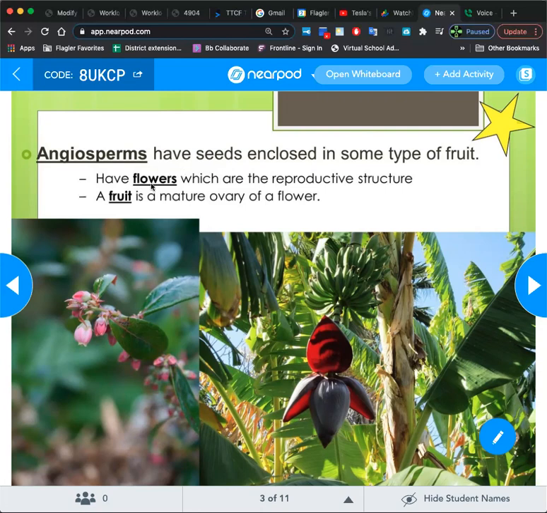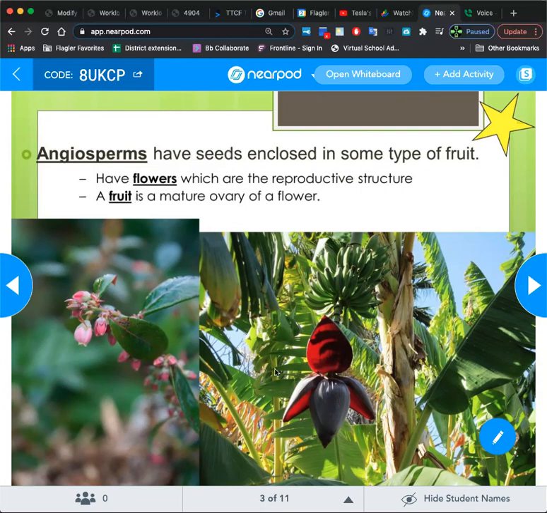So the whole point of flowers is reproduction. That's it. If you get any sort of question on flowers, in terms of the function, it's reproduction. Okay. And then ultimately, the ovary of the flower will get turned into a fruit. And then inside the fruit, of course, those are the seeds.